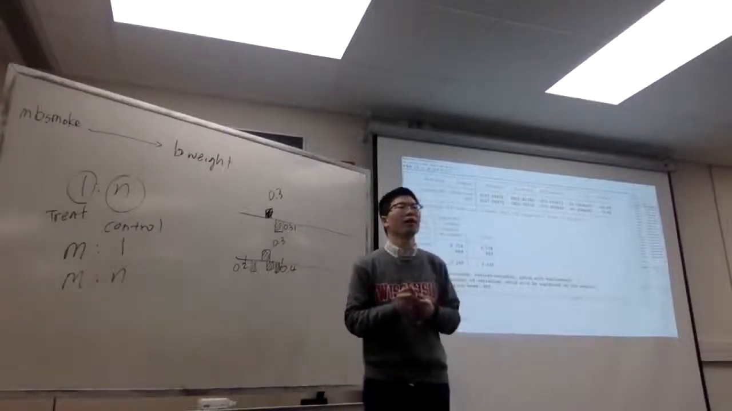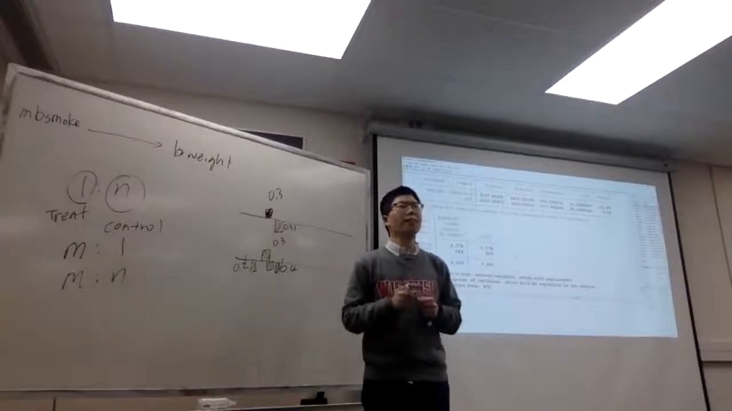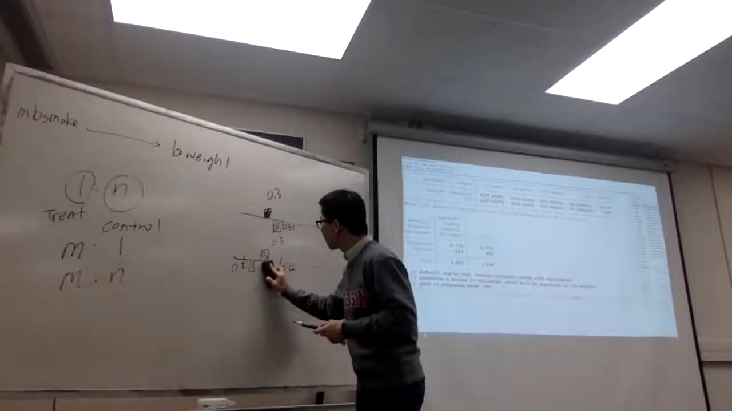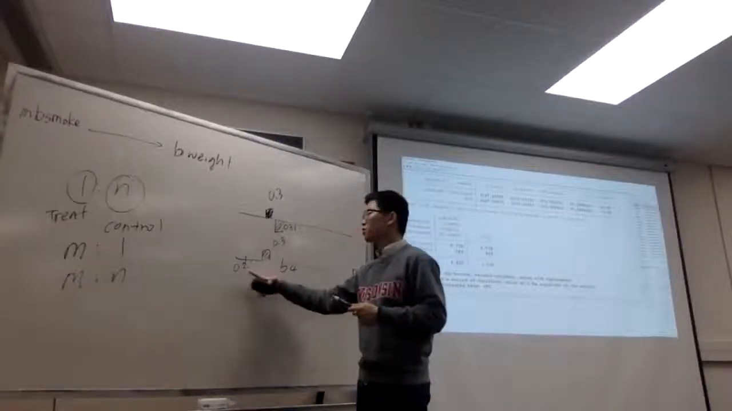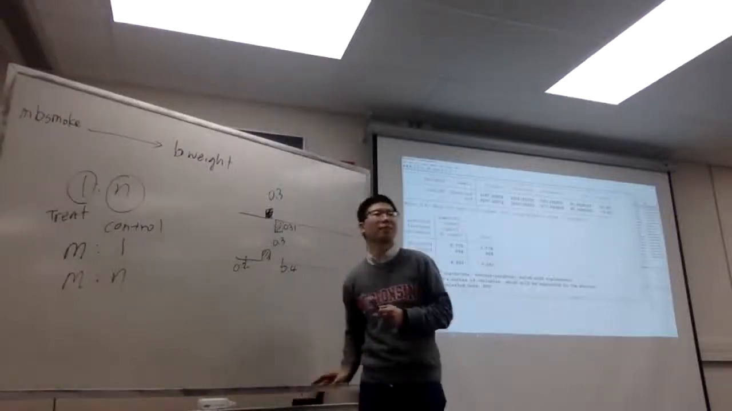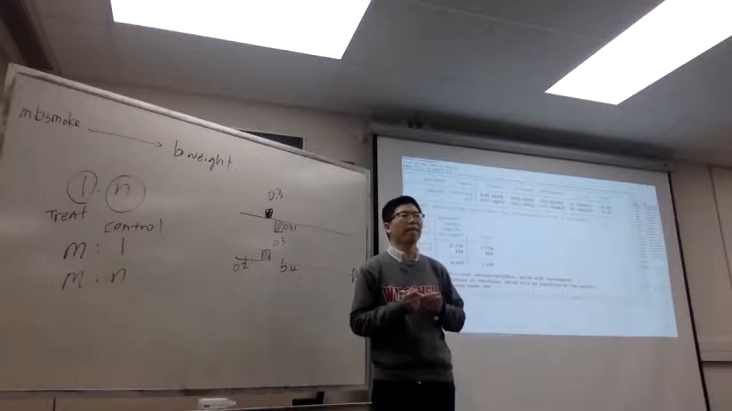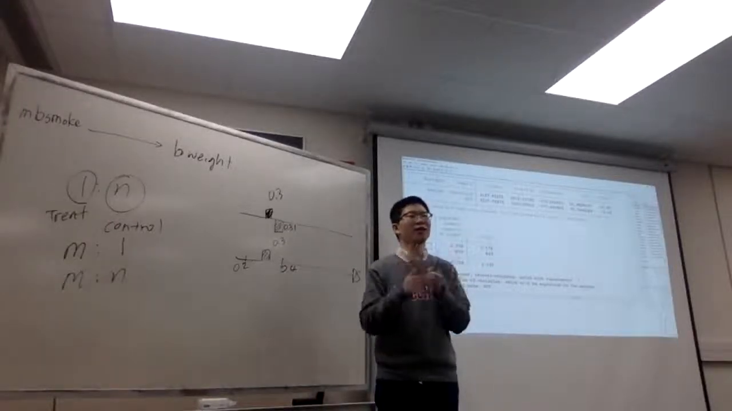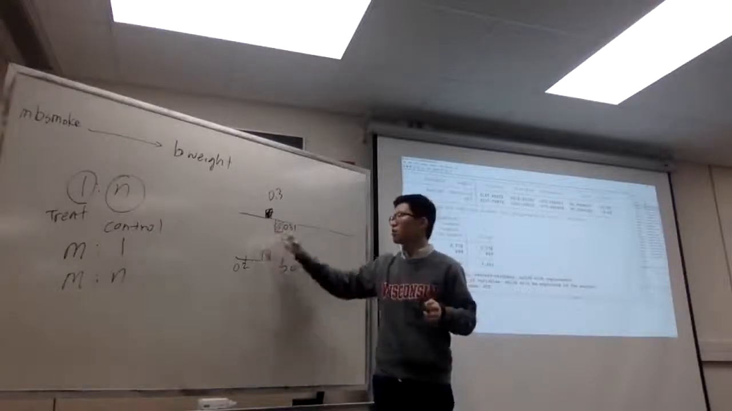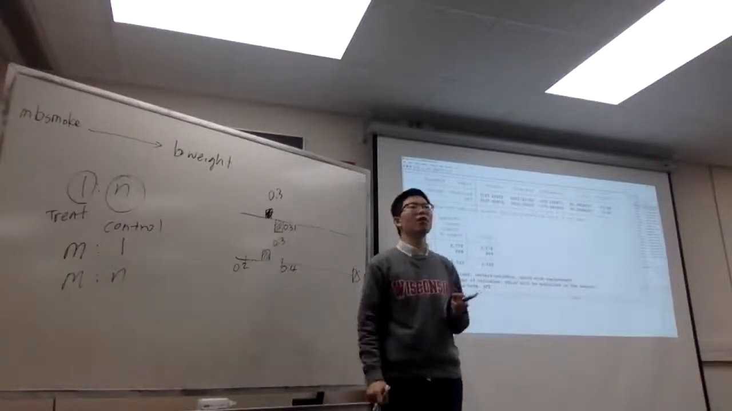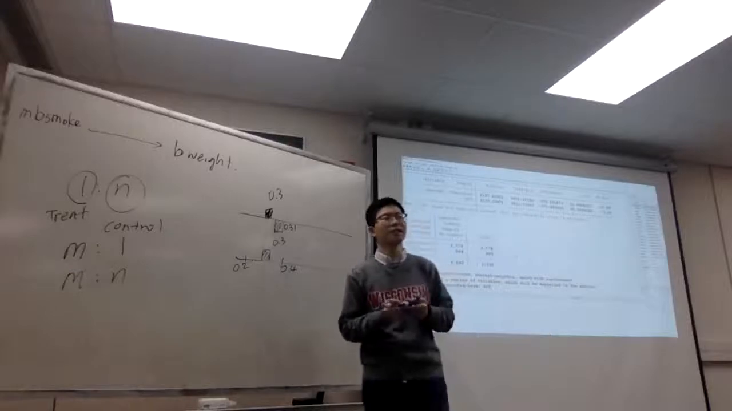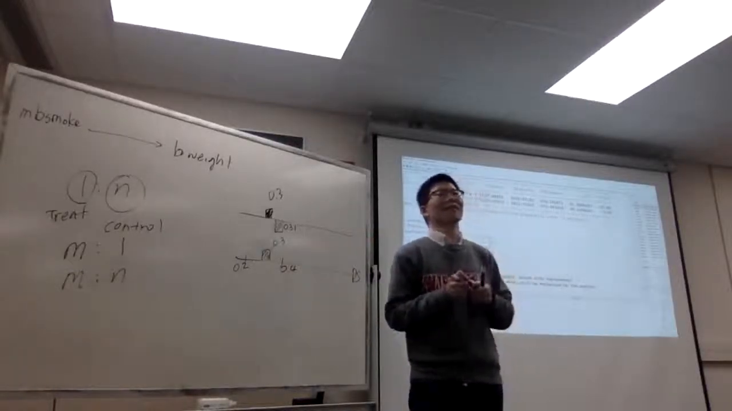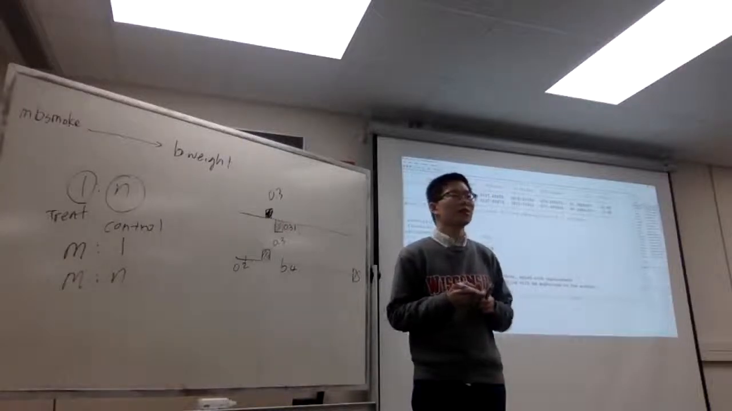But what if there are no observations between 0.2 and 0.4? There are no comparable cases, right? So it'll be deleted out in the estimation of ATT. Any questions? All right.